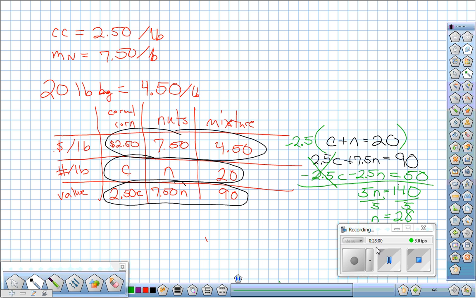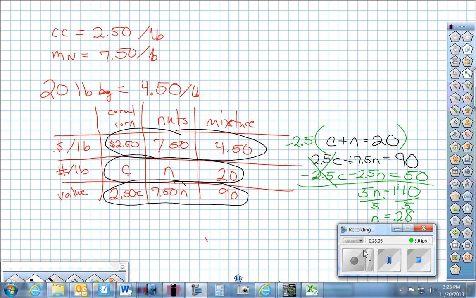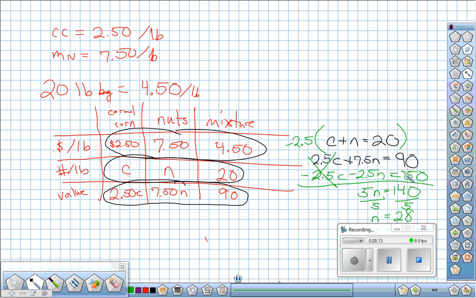Okay, I still have to find the amount of candy corn that I made. But I am looking at this, and this answer doesn't make sense to me. What I forgot to do was actually plug in a negative with that 50. So then it should be 90 minus 50. 90 minus 50 is 40. 40 divided by 5 is 8. So I bought 8 pounds of nuts.